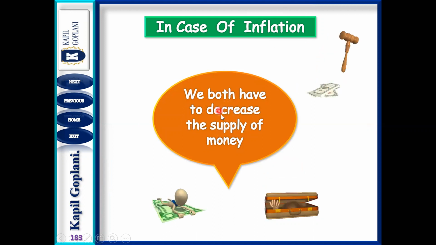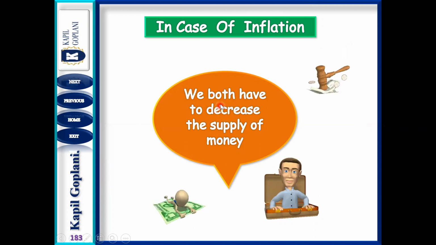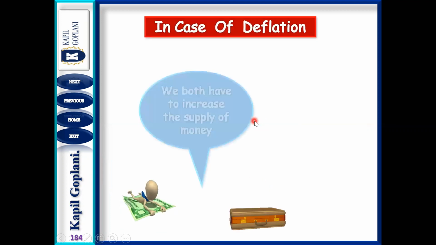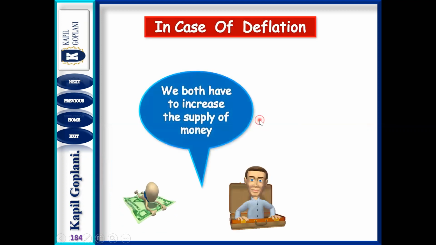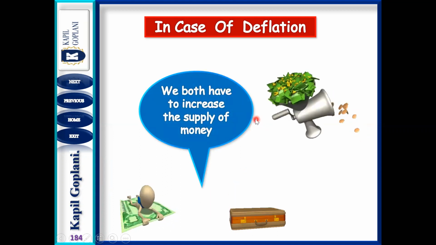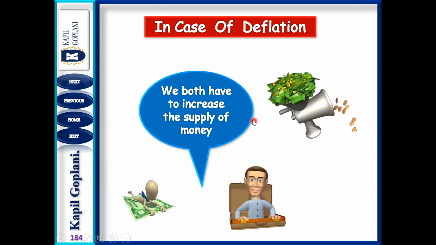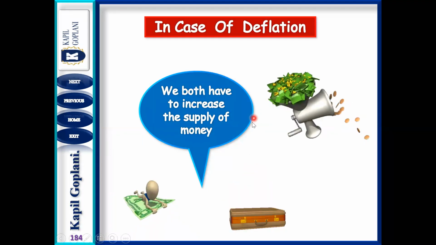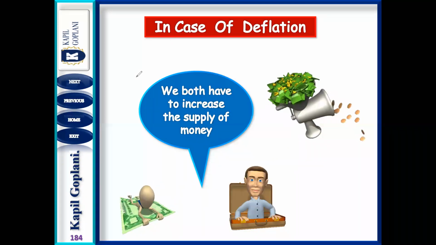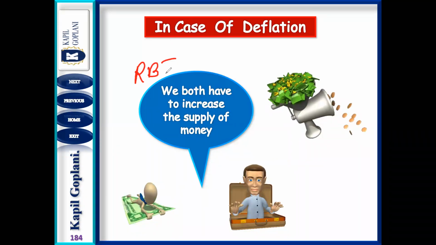See, सेंट्रल गवर्नमेंट को भी सप्लाई ऑफ मनी डिक्रीज करवाना है और आरबीआई को भी मनी सप्लाई डिक्रीज कराना है. And in case of deflation बेटा, we both have to increase the supply of money. अगर डिफ्लेशन चल रहा है, रिसेशन चल रहा है इकोनॉमी में, सो दोनों को ही, चाहे वो सेंट्रल गवर्नमेंट हो चाहे वो आरबीआई हो, both have to increase the money supply in the economy.